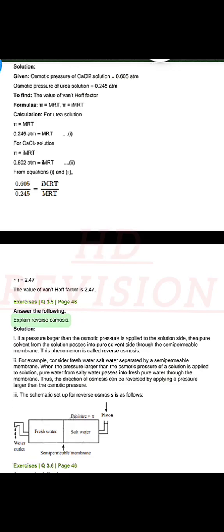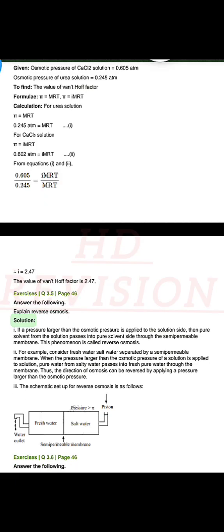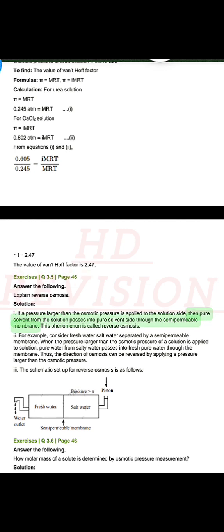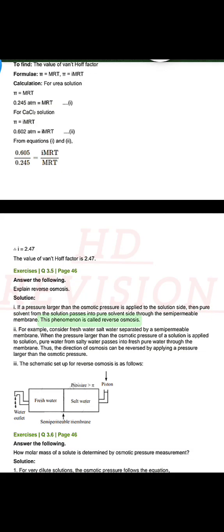Exercises Q 3.5, page 46. Answer the following. Explain reverse osmosis. Solution: If a pressure larger than the osmotic pressure is applied to the solution side, then pure solvent from the solution passes into the pure solvent side through the semipermeable membrane. This phenomenon is called reverse osmosis.